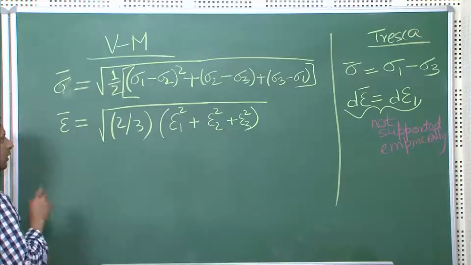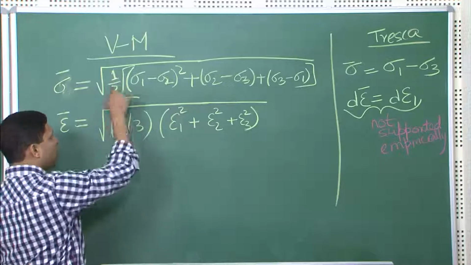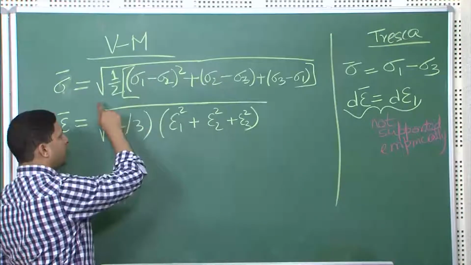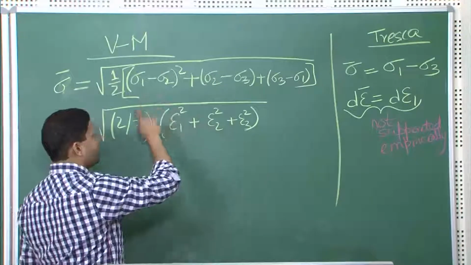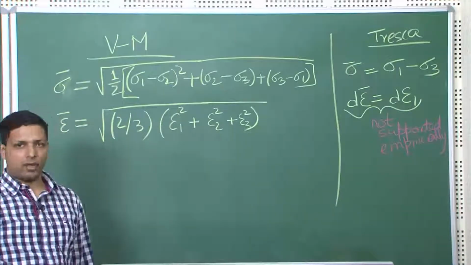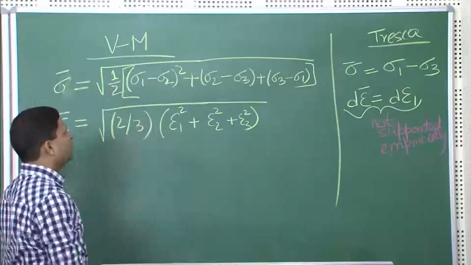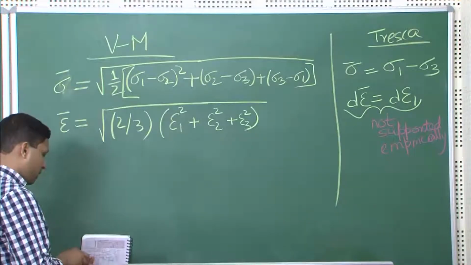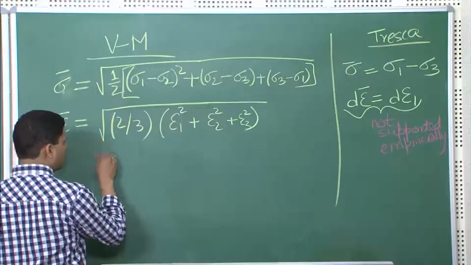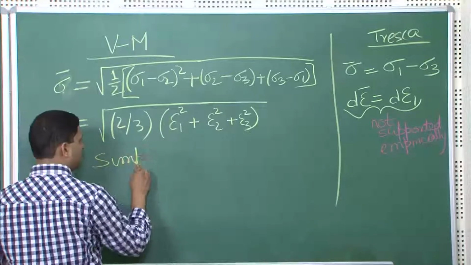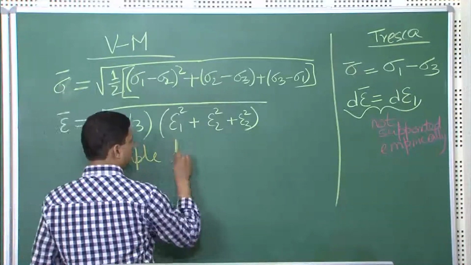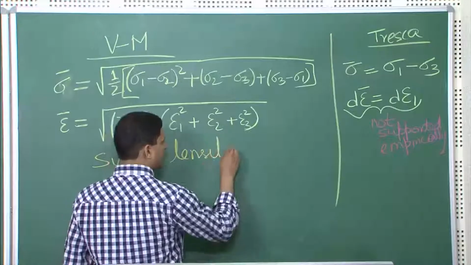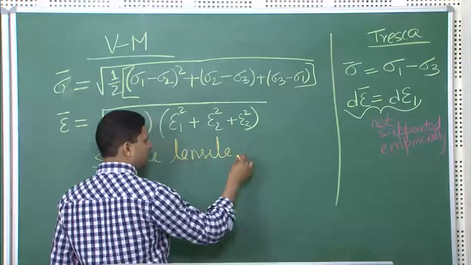Now, coming to the point on why we are using 1 over 2 and 2 over 3, we can understand the form of the equation. It has to be of the same form as our yielding criterion, but why do we have to have 1 by 2 and so on? Now, let us consider a simple tensile condition or tensile test.